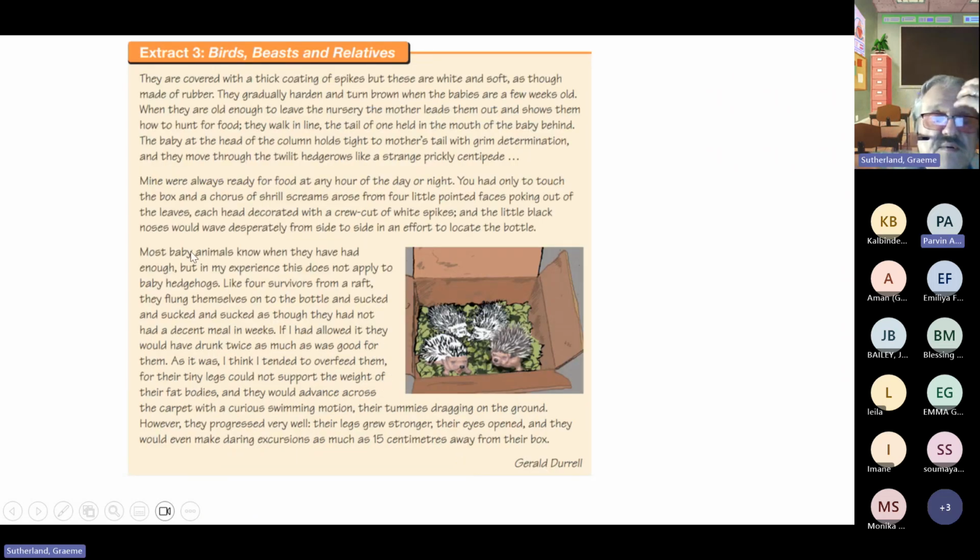And this one, the last one I'm going to look at, is a very different piece of writing, as you can already see.